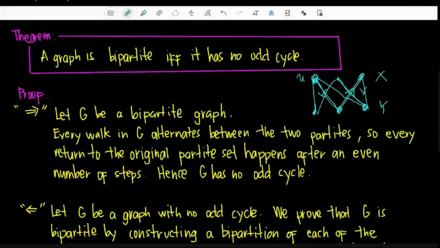So, if you need to make a cycle, since this is a closed walk, then you need to return to the original set. Meaning, if I start with U, then I need to go back to U again. So, in order to do that, the number of edges is always even. Every return to the original partite happens after an even number of steps. Hence, you cannot have an odd cycle.